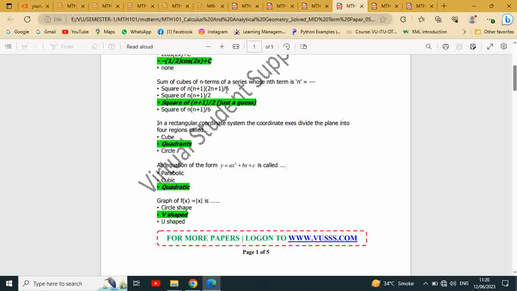The sum of the cubes of n terms of the series whose nth term is n is equal to the square of n plus 1 divided by 2.